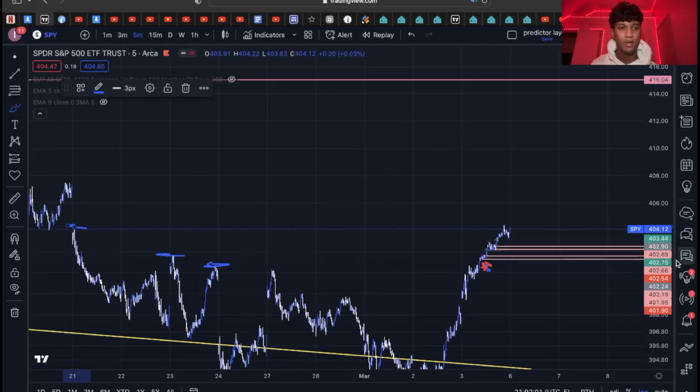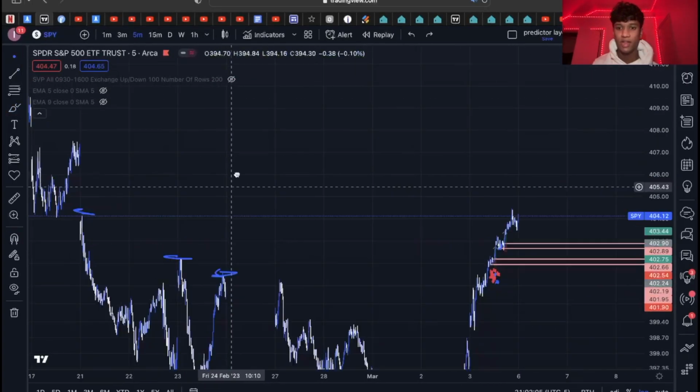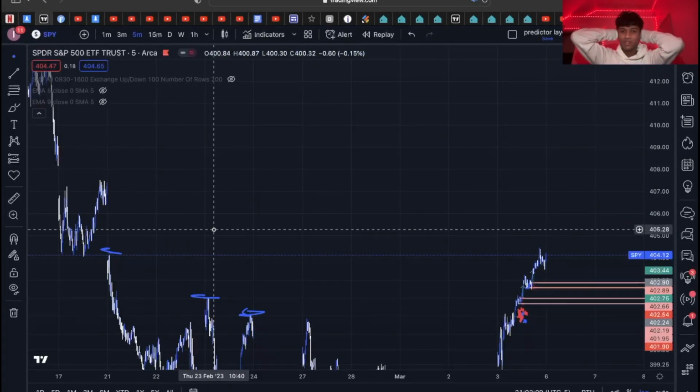But if you do your trailing stop loss properly, it'll literally have you in for all of these. Bro, this method is insane.